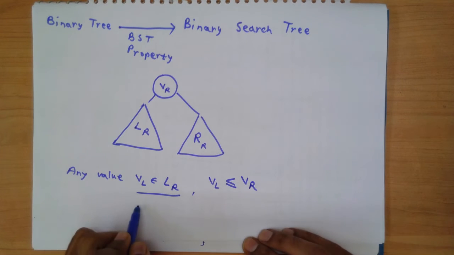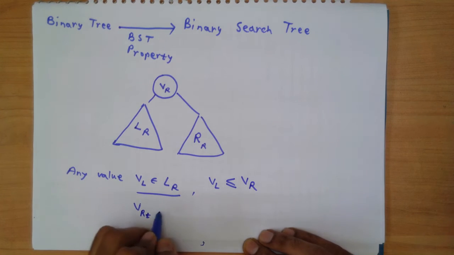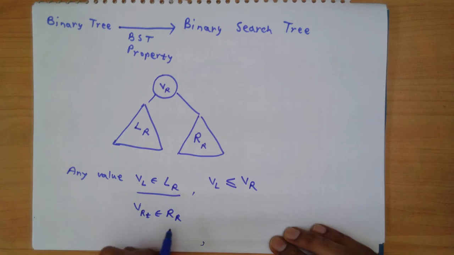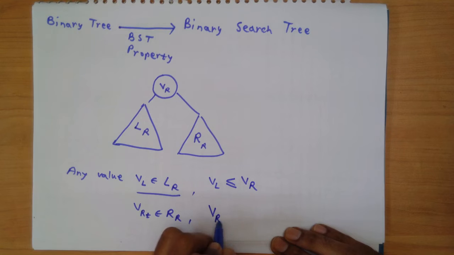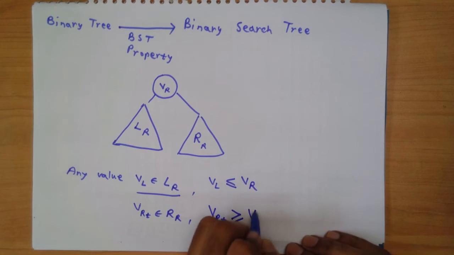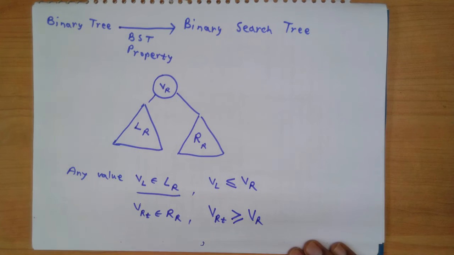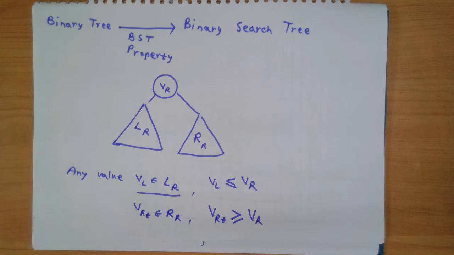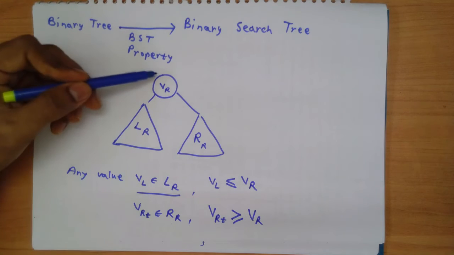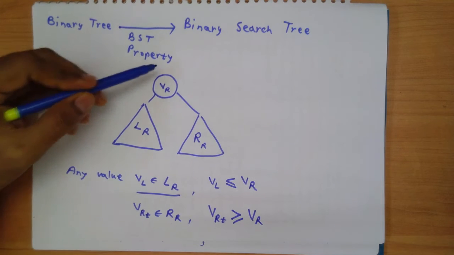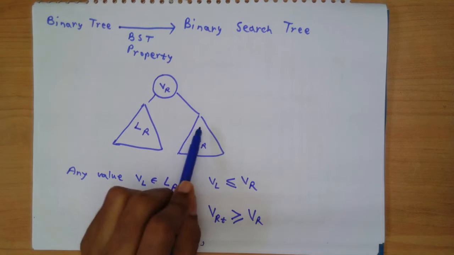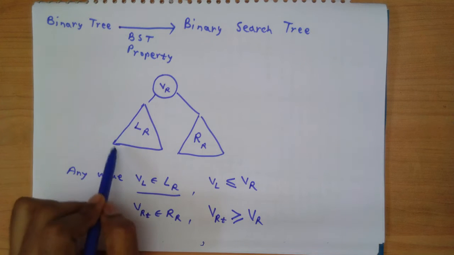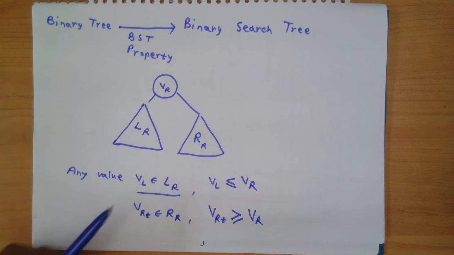And similarly, any value, let's call it VRT, that belongs to the right subtree of my root should be such that VRT is greater than or equal to the value VR. And this is true not just for the root but for any node in my tree. That's my binary search tree property. So if I look at a node, I know that all the values on one side are less than or equal, and all the values on the other side are greater than or equal. That's my binary search tree property.